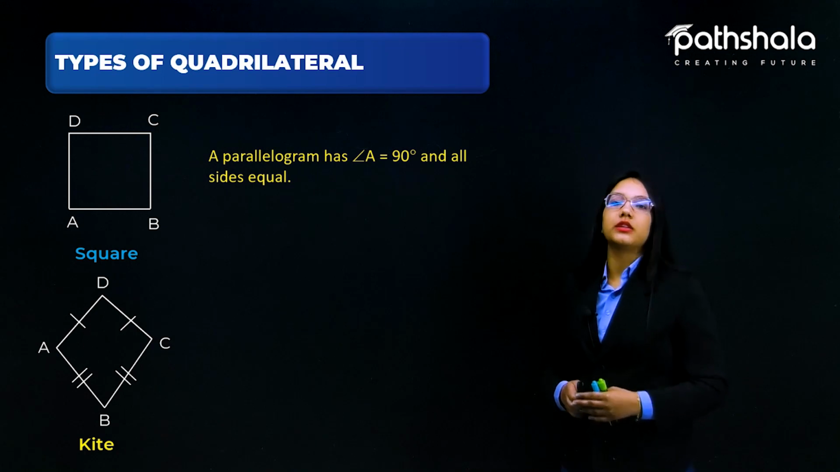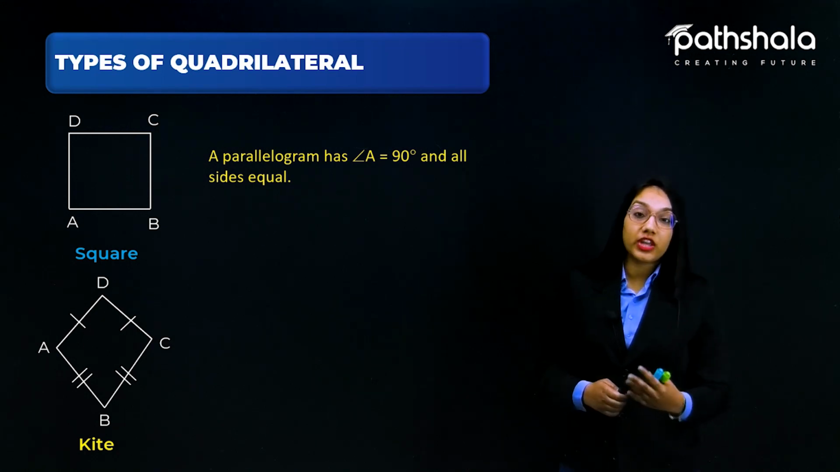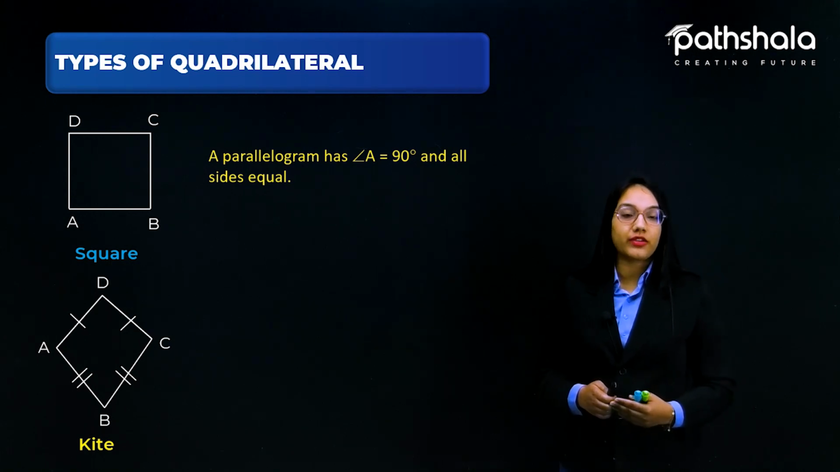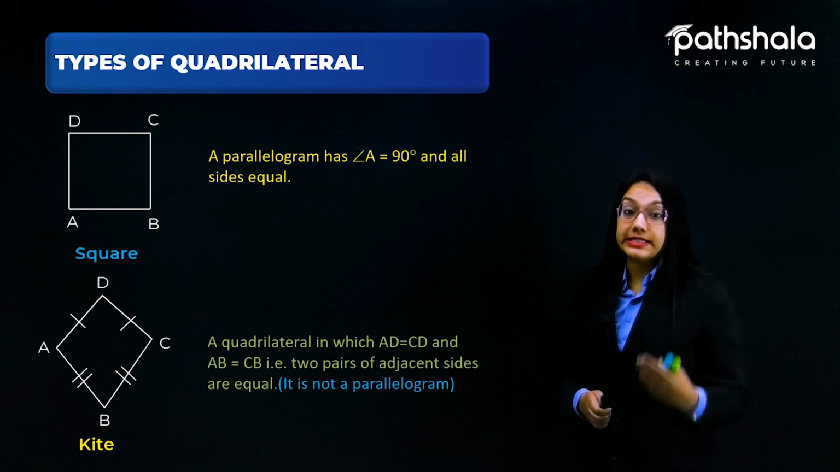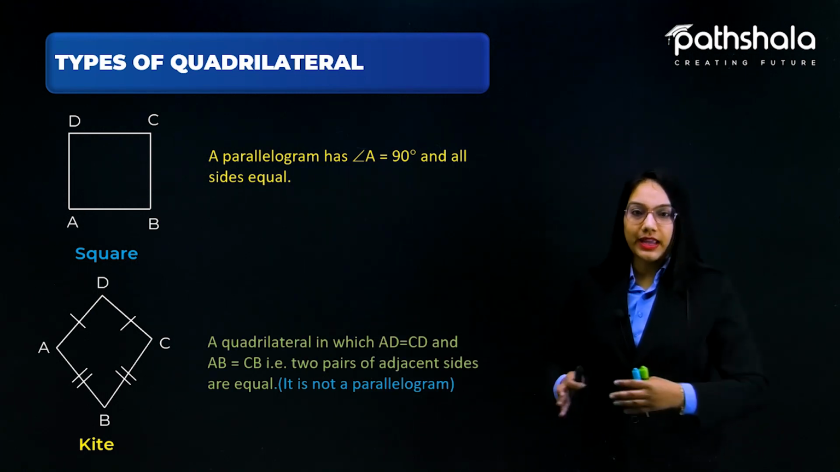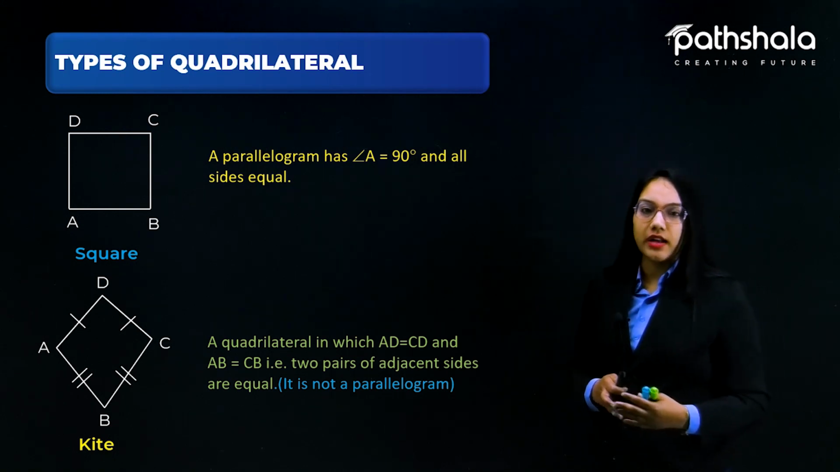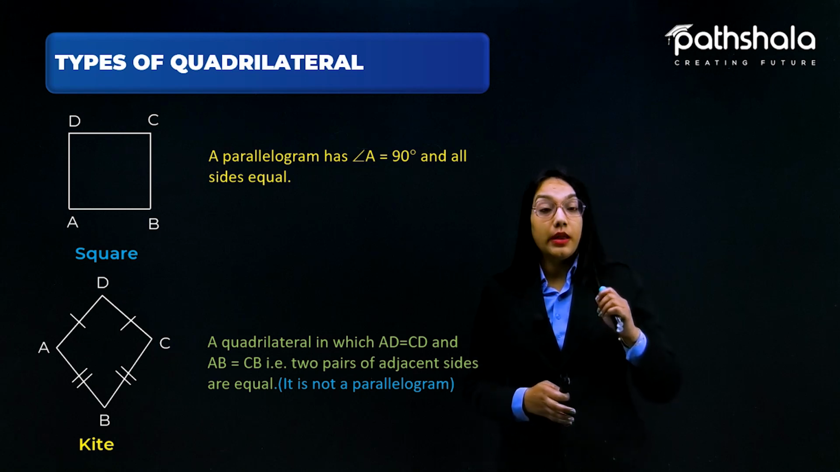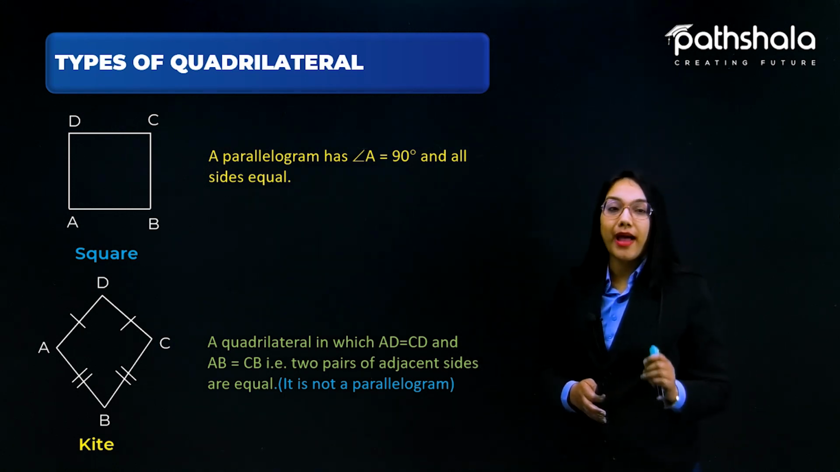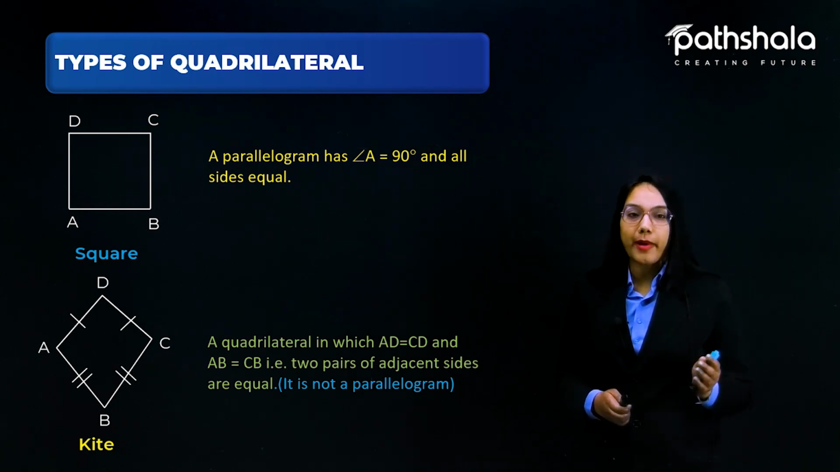Furthermore, this is the other type of quadrilateral which is obtained, and over here you can see that ABCD is a quadrilateral in which the adjacent sides are equal to each other, meaning AD is equal to CD and AB is equal to CB. The adjacent pairs of sides are equal to each other. More importantly, it is not a parallelogram, because it does not have the properties of a parallelogram.